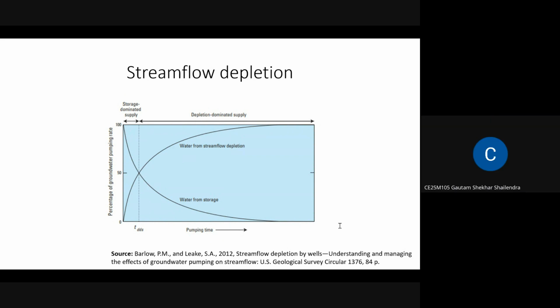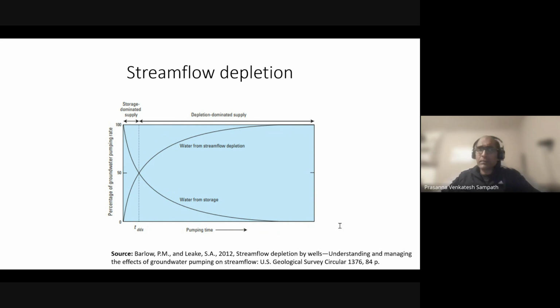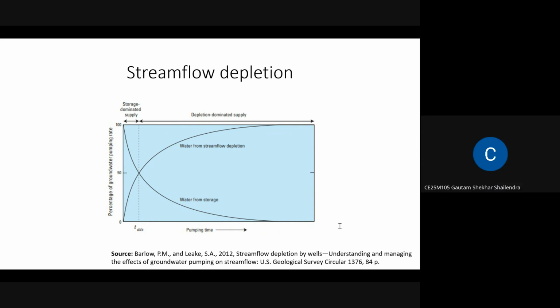Go ahead. Okay. Sir, from the graph we observe that water from stream flow depletion is increased with respect to time, and water from storage is decreased with respect to time. The storage is a function of inflow minus outflow. Whenever from the outflow, storage dominated supply is less, depletion dominated supply is more. That means two situations may arise. If inflow is greater than outflow, then storage is positive. No, wait. Okay, I understood your question.